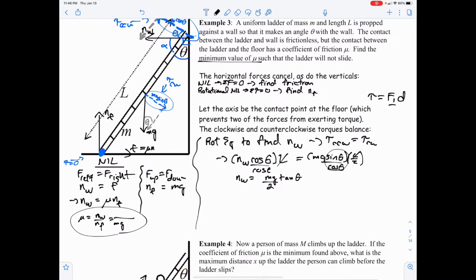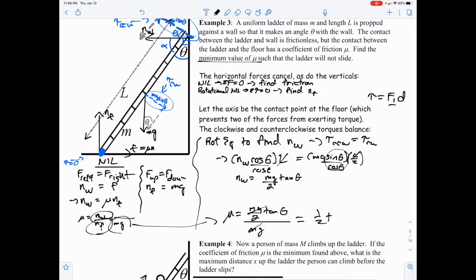Now let's take this and find our value for mu. We've got the normal force from the wall right here. That's mg over 2 times the tangent of theta. And we're going to divide that by the normal force from the floor, which is just mg. You see the mg's cancel, and we're left with 1/2. Let me rewrite it. Mu is equal to 1/2 tan theta.